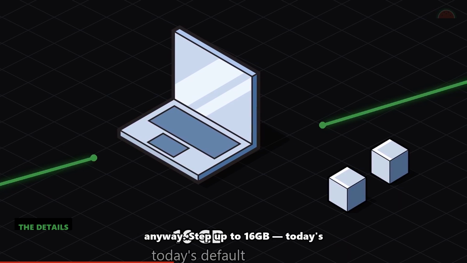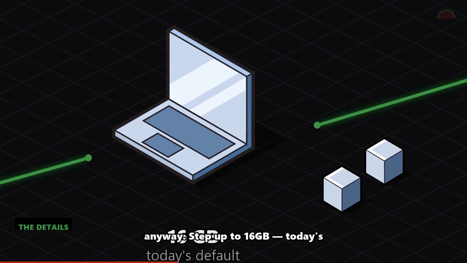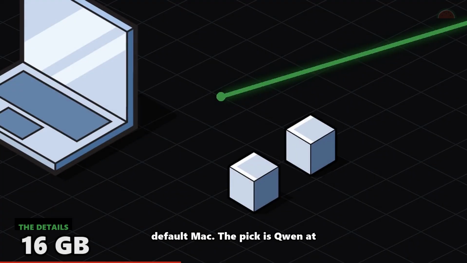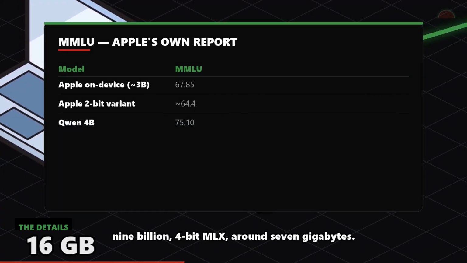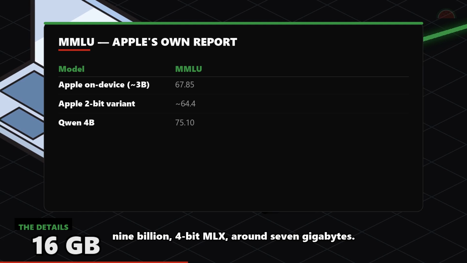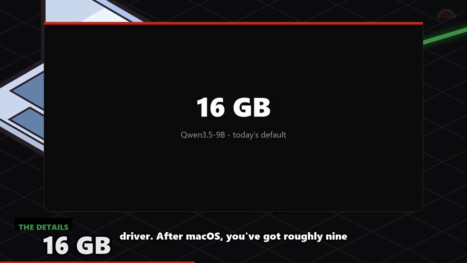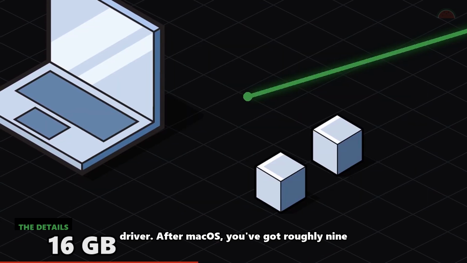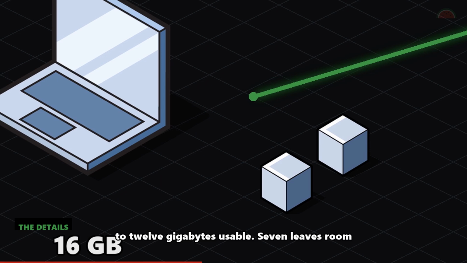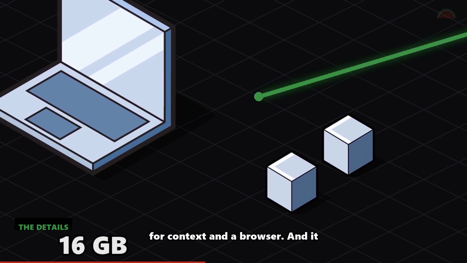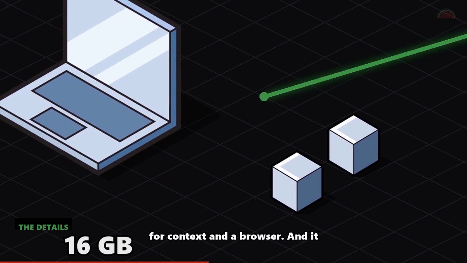Step up to 16GB. Today's default Mac. The pick is Qwen at 9 billion, 4-bit MLX, around 7 gigabytes. 4 independent aggregators call this the daily driver. After macOS, you've got roughly 9 to 12 gigabytes usable. 7 leaves room for context and a browser. And it fits under that metal ceiling.